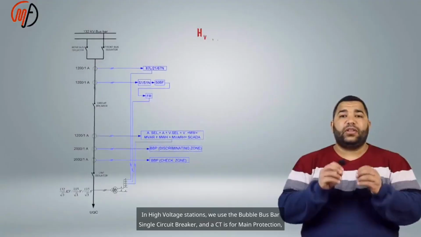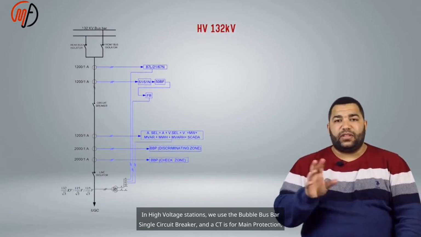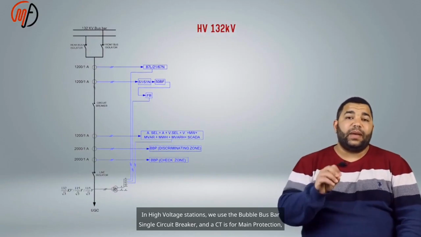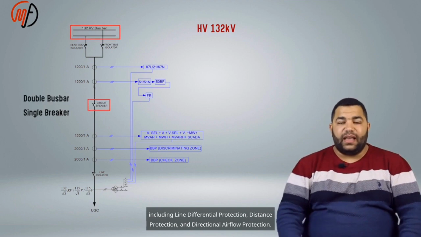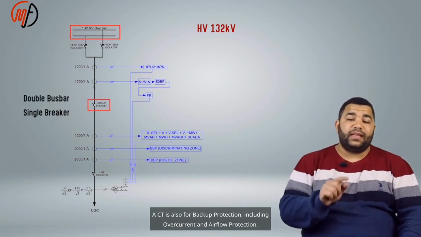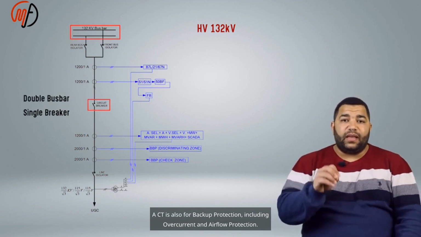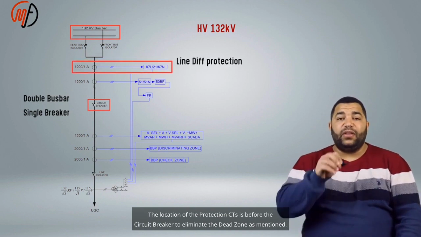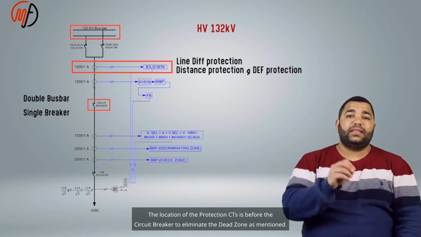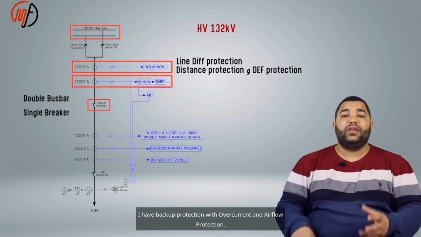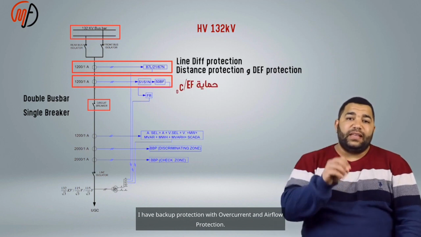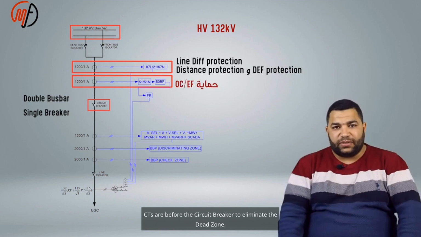In high voltage stations, we use the double bus bar single circuit breaker arrangement, and a CT is for main protection, including line differential protection, distance protection, and directional earth fault protection. A CT is also for backup protection, including overcurrent and earth fault protection. The location of the protection CTs is before the circuit breaker to eliminate the dead zone.